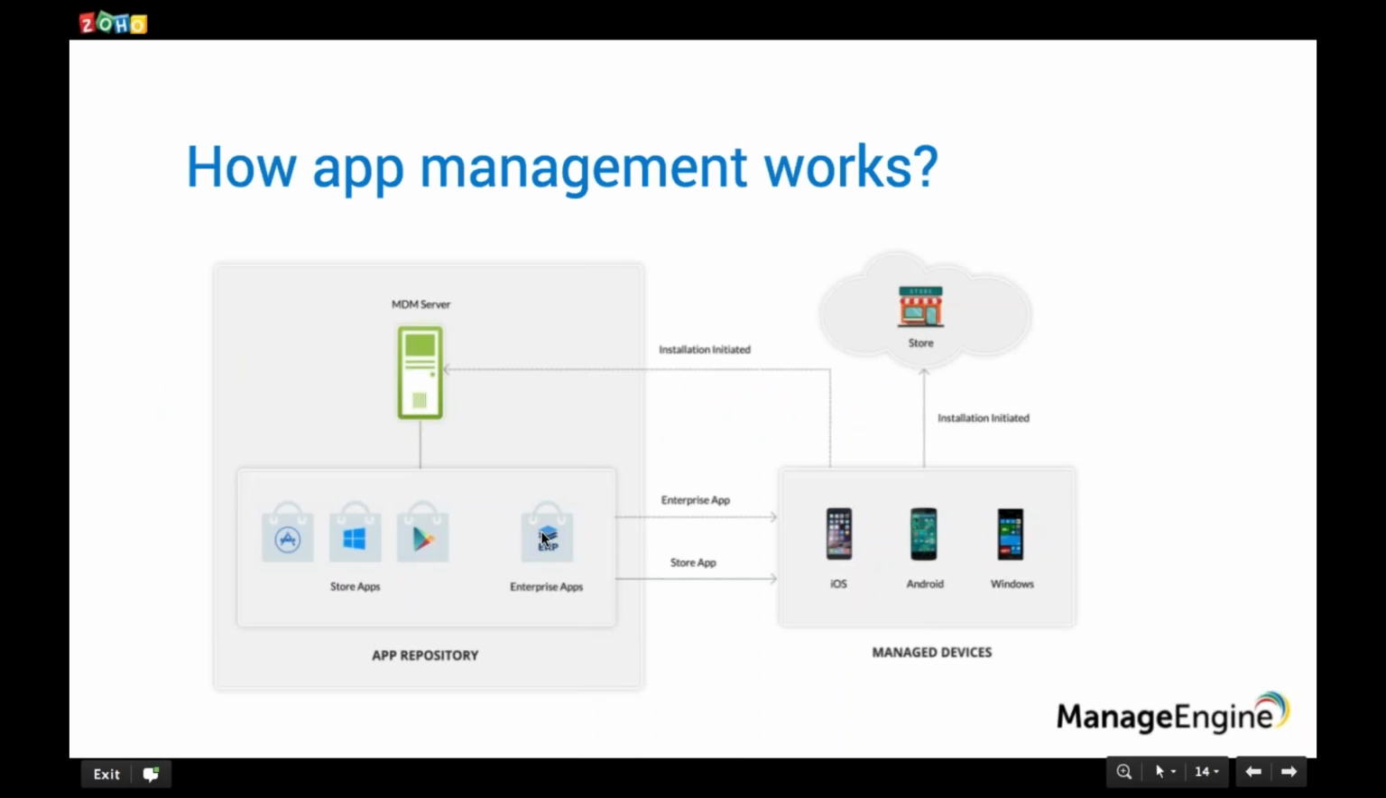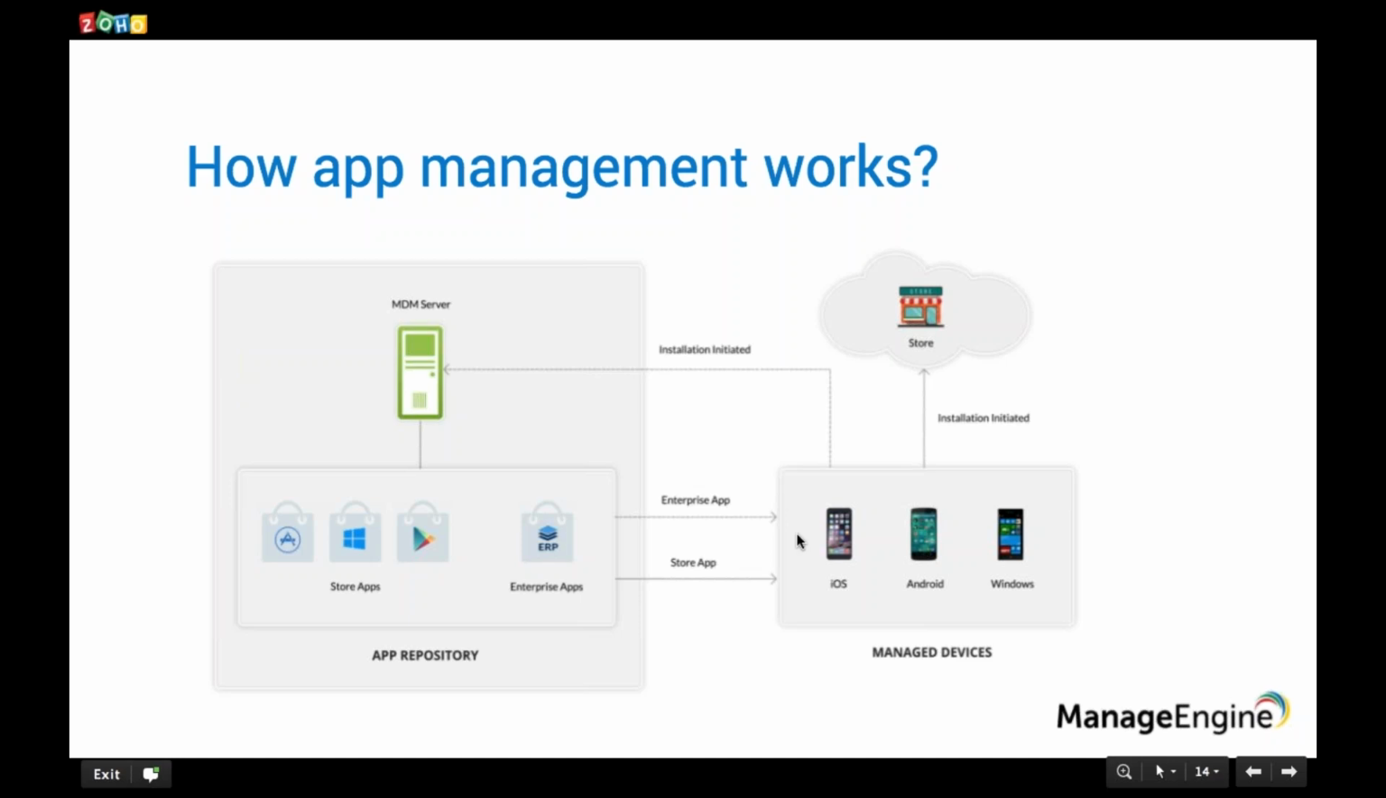So the first thing that I need to do is create an app repository. This app repository contains both the store apps as well as the enterprise apps. Store apps are the ones that are available on the App Store and Play Store, whereas enterprise apps are the ones that are specific to particular organizations and are not available publicly. So once I have created my app repository, the next step is to distribute these apps to the devices that I'm managing. So the installation of enterprise apps is done through the MDM server, whereas in the case of store apps, it is taken care of by the respective stores.